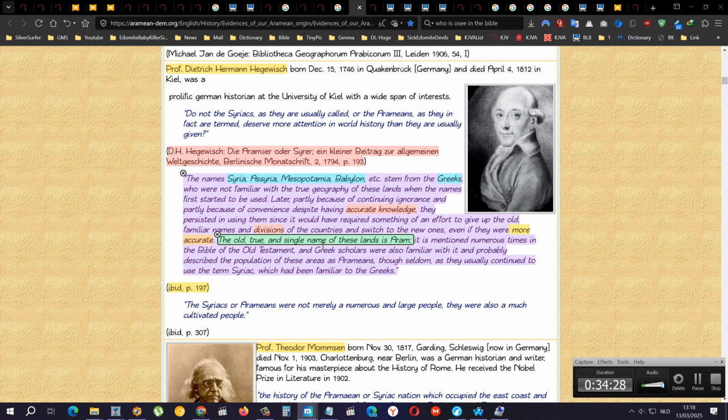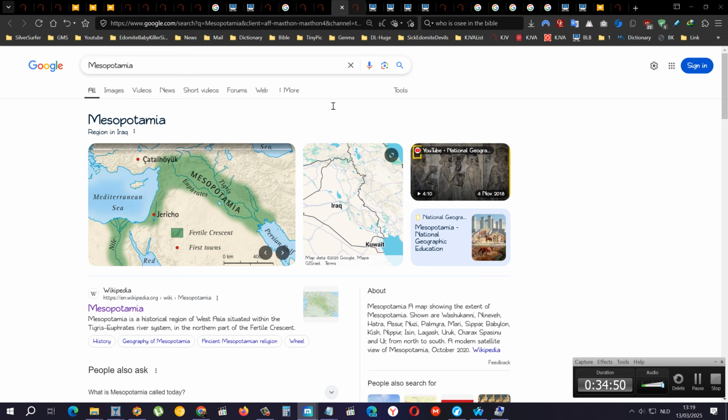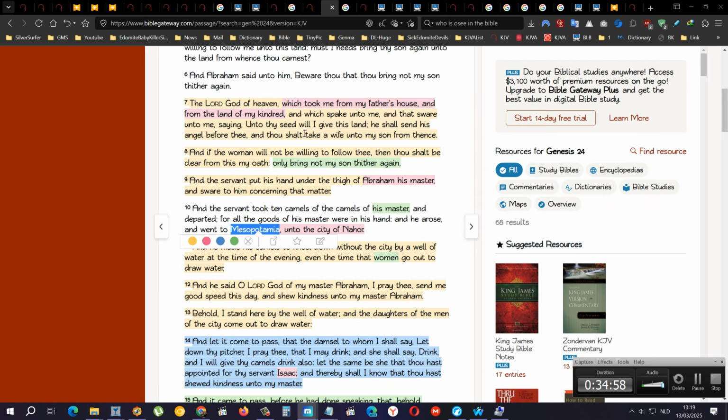The old, true, and single name of these lands is Aram. So the land Syria, the land Assyria, the region Mesopotamia, the city and area Babylon are all actually called the lands of Aram. So when Abraham got out of there, it was called the land of Aram. And then he went to Haran, and he chilled there. And you can read that here.